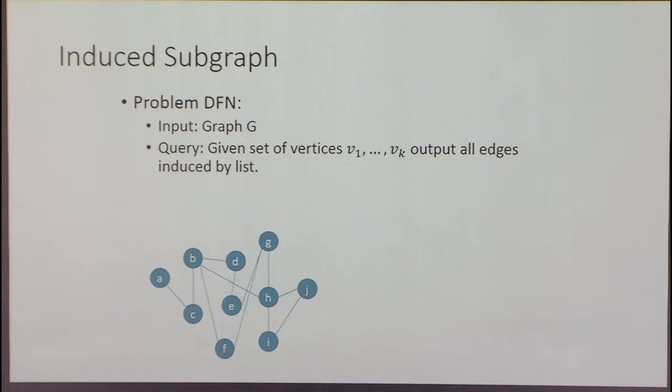We're given an input graph G, and we want to preprocess it so that afterwards, when we're given a set of k vertices, we can quickly output all the edges induced by this set of vertices. For example, we might have this graph over here, and we can preprocess it. Then if we're given these queries, these black vertices, we'll output these 4 edges. These are the edges induced by these black vertices.